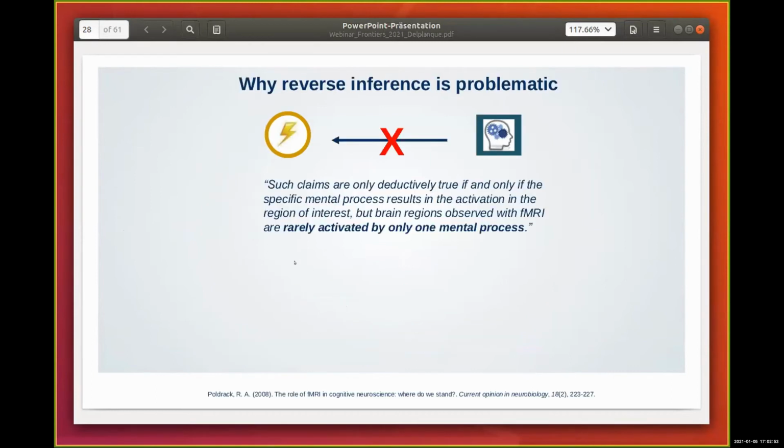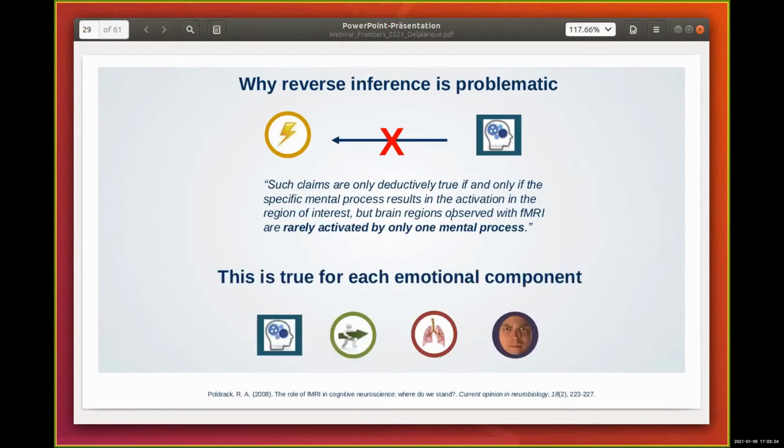Unfortunately, it's very difficult to do that because when you look at brain activities, specific brain activity in different regions is very rarely associated with only one process. So it's only valid if a specific mental process results in the activation of a specific region of interest. And this reverse inference that you can't do is the case also for every component of the emotion.